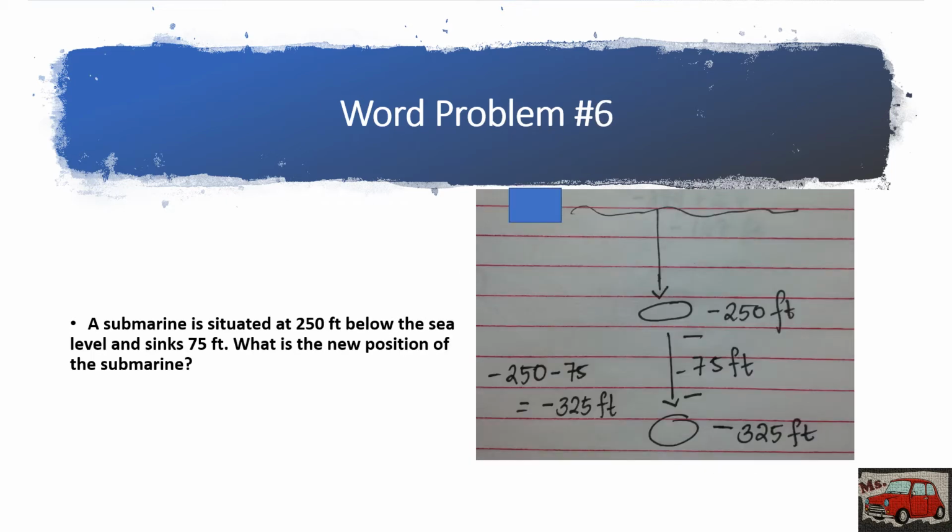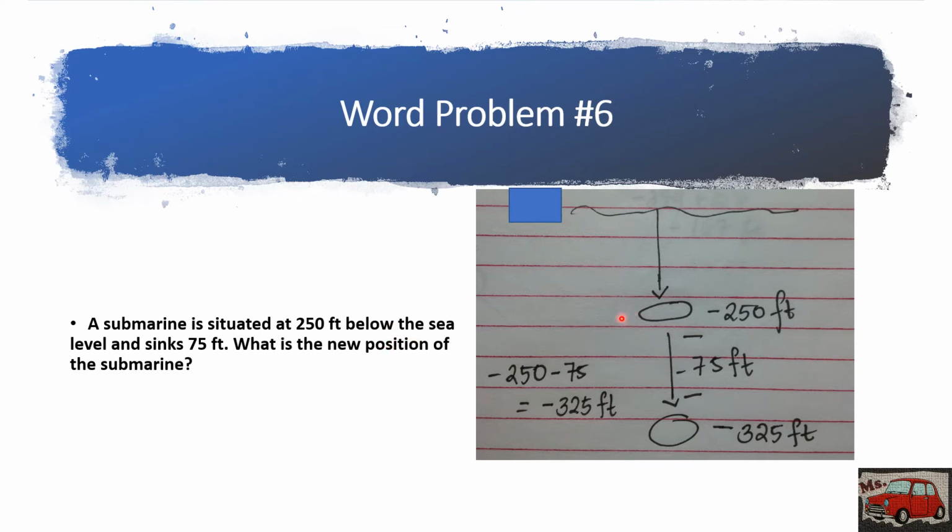A submarine is situated at 250 feet below the sea level and sinks 75 feet. What is the new position of the submarine? Okay, so alamin natin kung nasaan na or ano yung new position of the submarine after niya mag-sink ng 75 feet at nag-start siya ng 250 feet below the sea level.